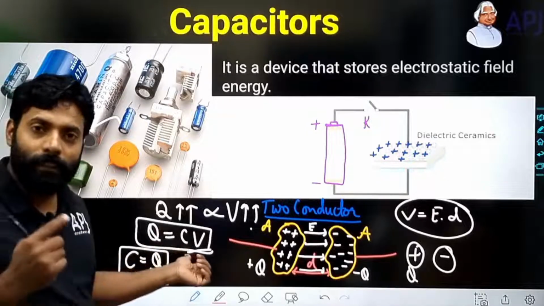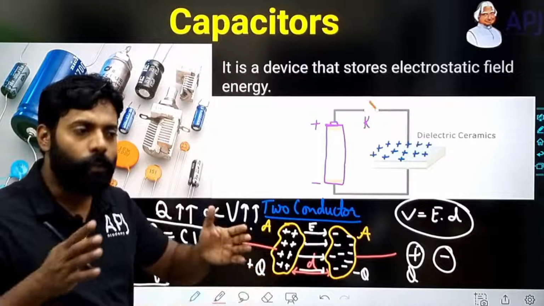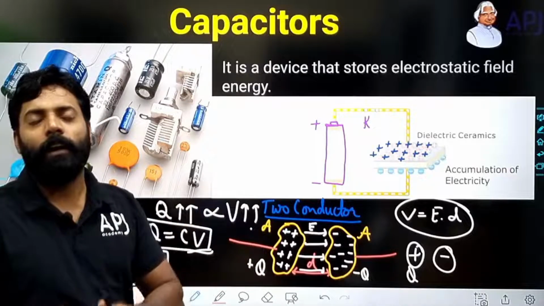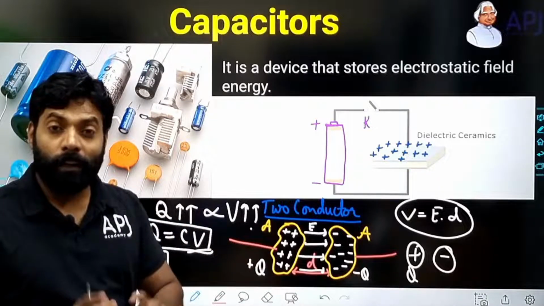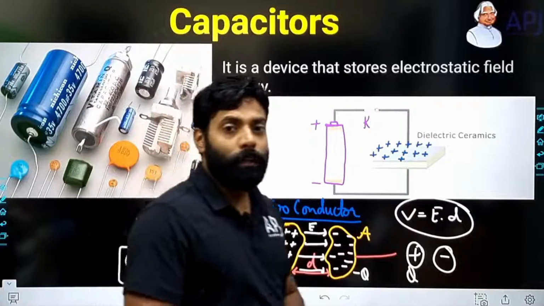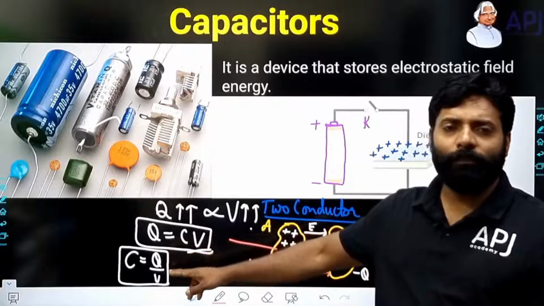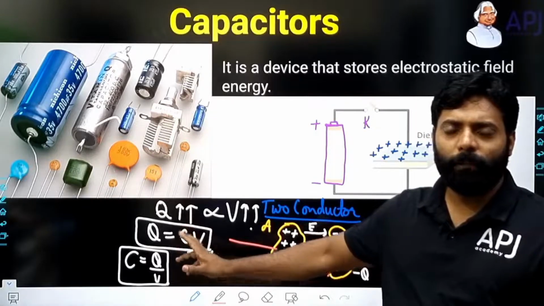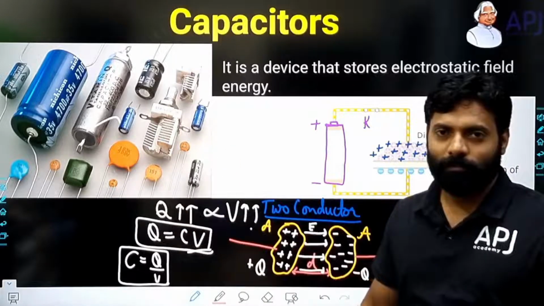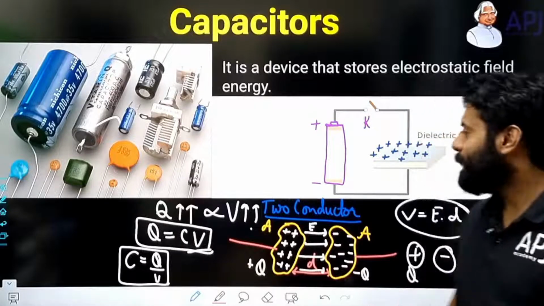C is the capacitance, right? You can imagine this capacitance, or you can compare this capacitance with a water tank, right? It does not depend upon Q and V. This is constant, right? Let's move.